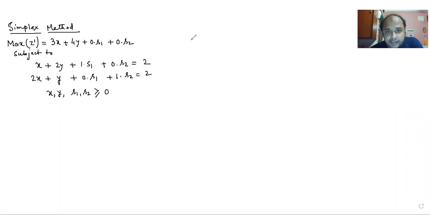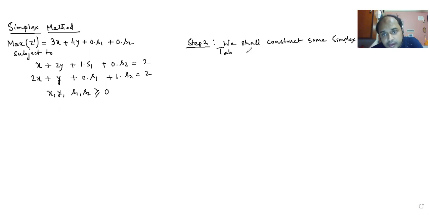Simplex table requires step number 2. We shall construct some simplex tables until we reach at optimal solution. Okay, and with this point in mind, let us construct our simplex table 1.